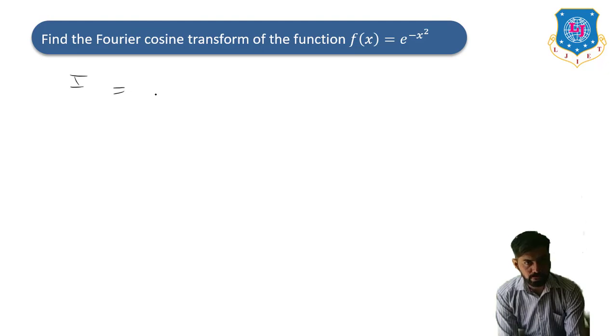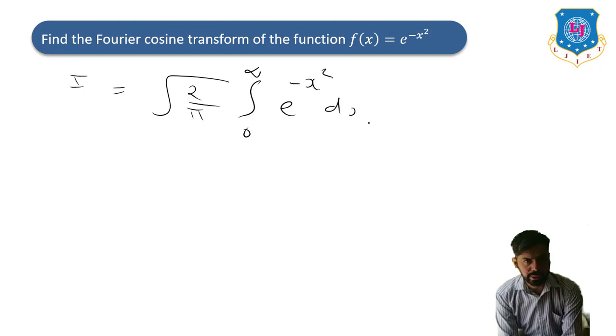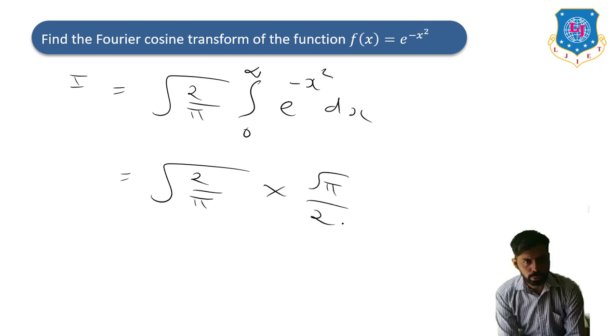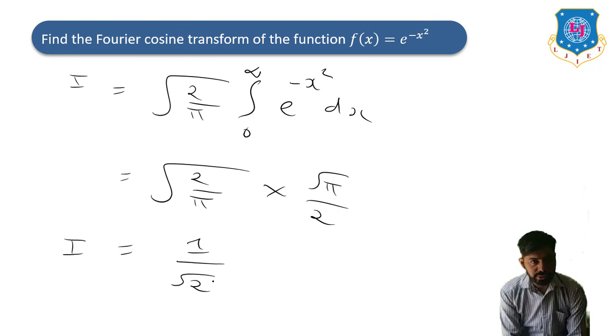what was I? It was I equals square root 2 by pi times the integration from 0 to infinity of e raised to minus x square dx. So this will be square root 2 by pi into root pi by 2. So here root pi cancels, and square root 2 divided by 2, so it will be 1 over root 2. So this is the answer of I.